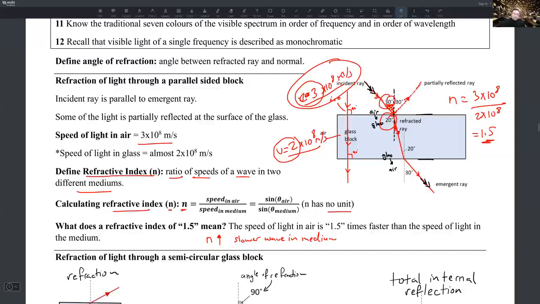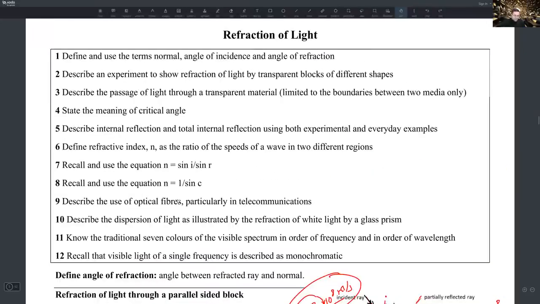Now, n is also sine. You all know what sine, cosine, and tan are. So it's sine theta air over sine theta the medium, or sine the angle of incidence over sine the angle of refraction. A lot of textbooks and teachers like to write sine I over sine R. And that's literally what the Cambridge revision sheet says. The syllabus says n equals sine I over sine R.